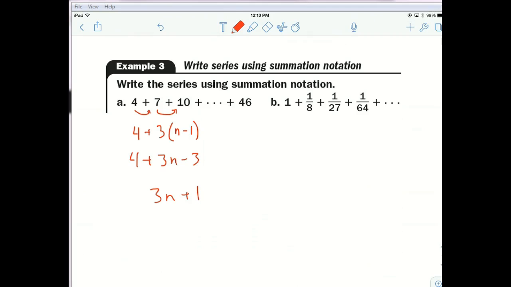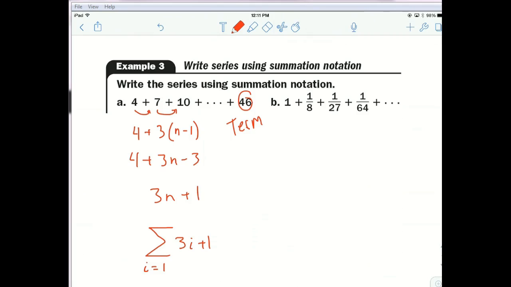So there's your rule, but now we need to have the sum. We know that we're going to start, and we usually use i. We're going to start at 1. What are we going to go up to? I'm not really sure quite yet, but here's our rule, 3i plus 1. So we got to figure out what term this is. You're not going to sum up to 46, because 46 is the value, not the term.